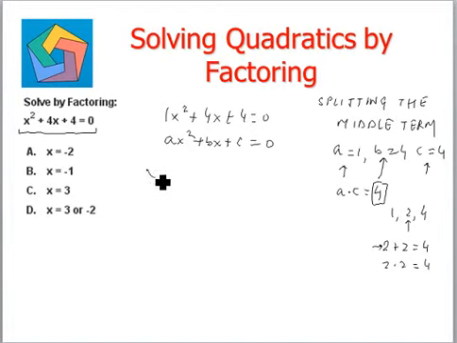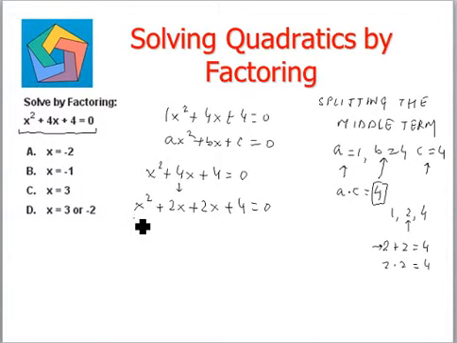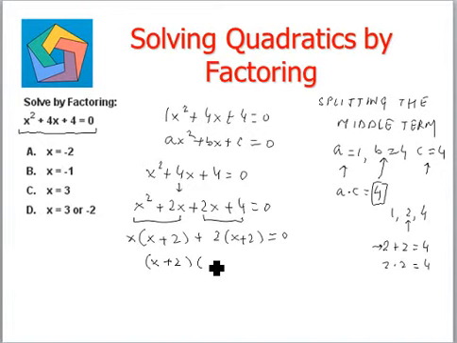So we write x squared plus 4x plus 4 equals 0 as x squared, and we split the middle term into the two factors that we found, that is 2x plus 2x plus 4 equals 0. From the first two terms we can pull out an x, and inside the parentheses we are left with x plus 2, while from the last two terms we can pull out a 2 and we're left with x plus 2 equals 0. From here we can group our factors as x plus 2 times x plus 2.